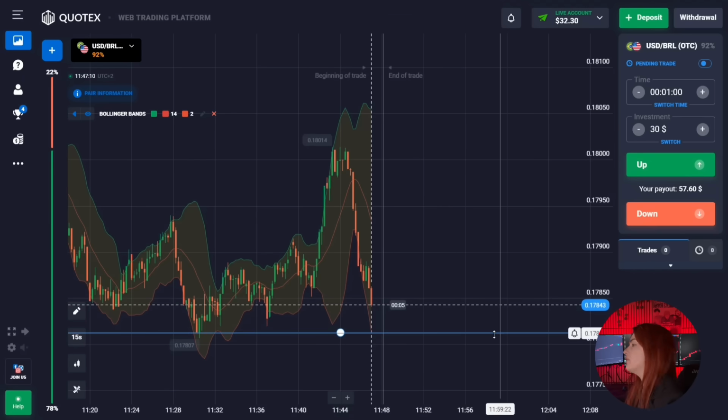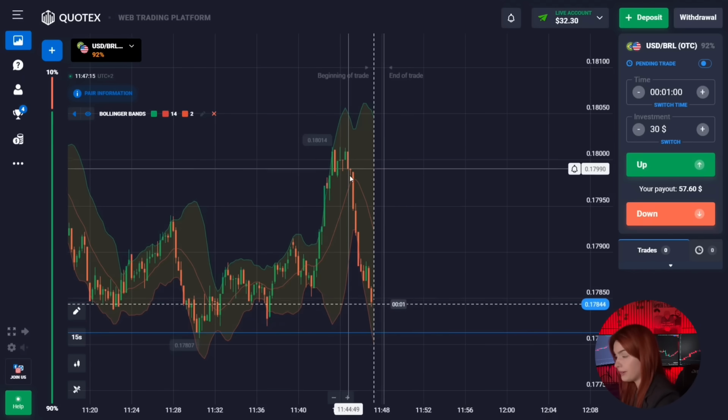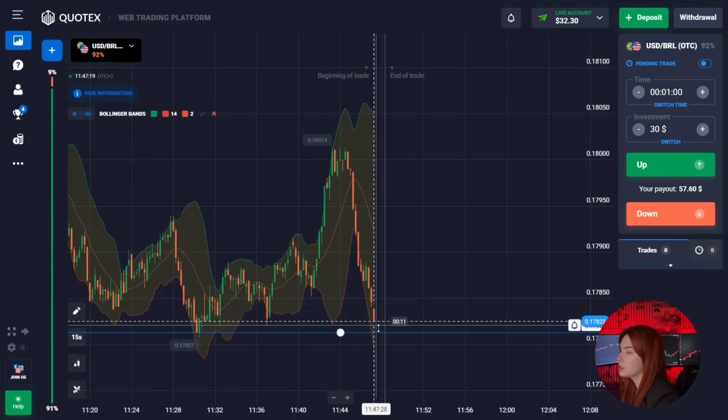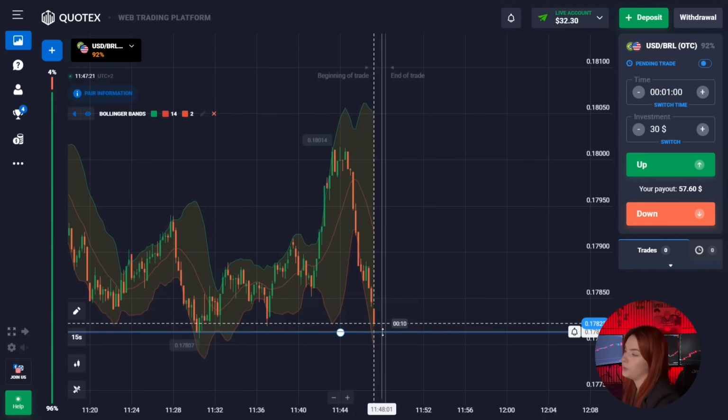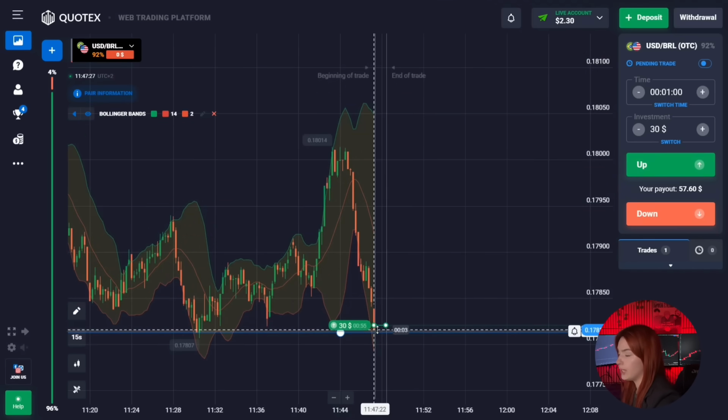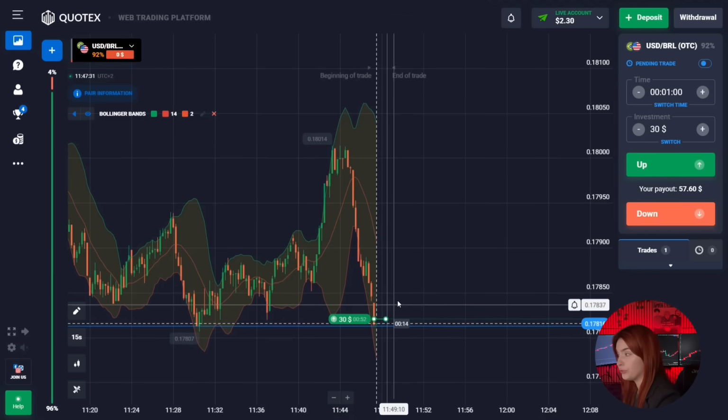Alright, we have a support level down here. At the same time, we can see that at the moment there is a very confident downward movement. The price is almost close to the support level. Here we'll open a deal for 1 minute up. It is more likely that after a confident downward movement, the price will push off from the support level and move up.